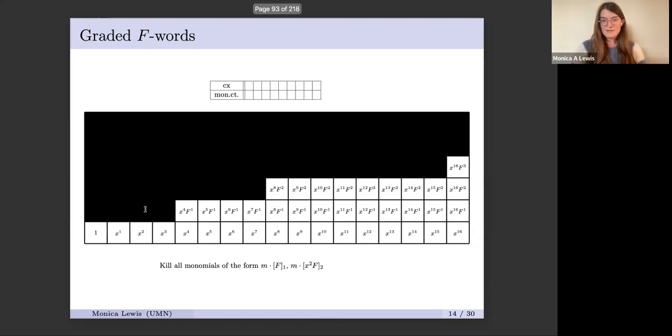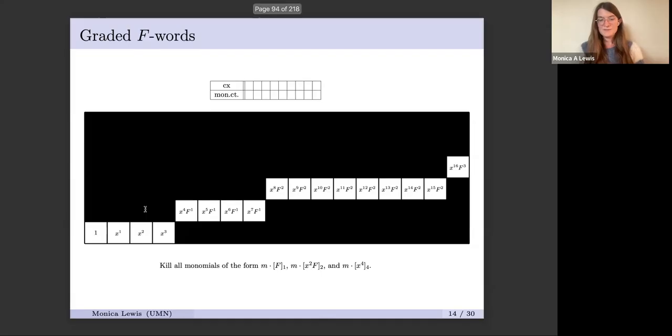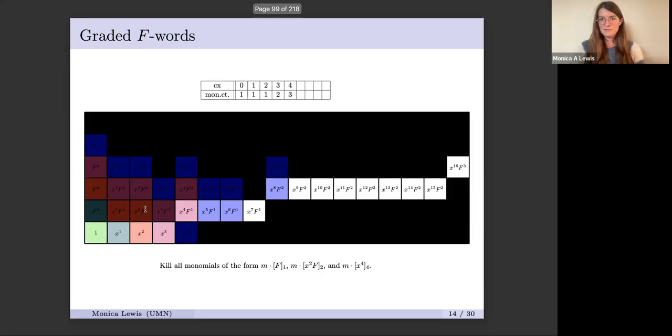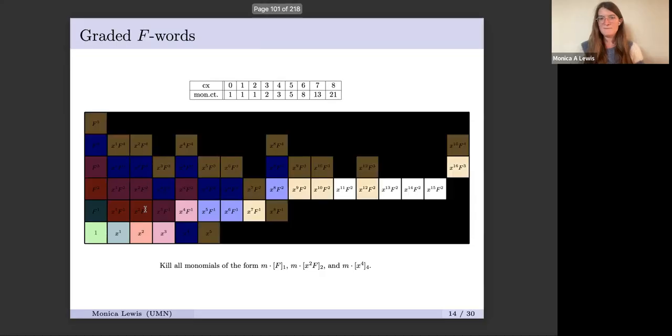So you kill all multiples of F, kill all multiples of X squared F on the left, and then all multiples of X to the 4th. And go through and count degrees. So we get one thing of degree 0, one thing of degree 1, one of degree 2, 2 of degree 3, 3 of degree 4, 5 of degree 5, then 8, 13, and 21.